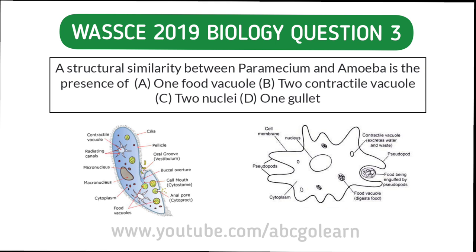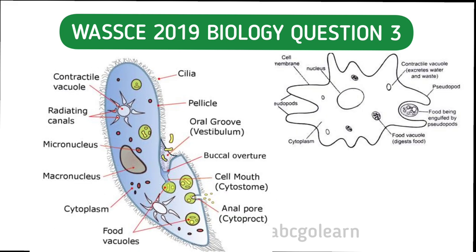So I will help you understand this question very well. I'll talk a little bit about the structure of paramecium and the structure of amoeba. On the left, you have paramecium, and on the right, you have amoeba. Paramecium is a unicellular organism, and amoeba is also a unicellular organism. The two organisms belong to the phylum Protozoa.